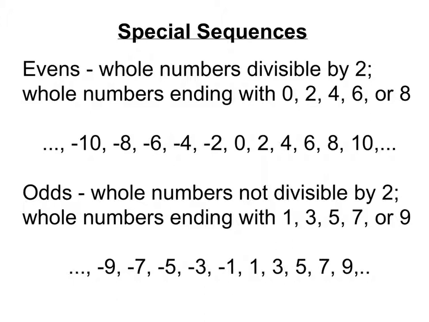Odd numbers then are whole numbers that are not divisible by 2. So these would be whole numbers ending with 1, 3, 5, 7, or 9. Likewise, this is not a perfect definition, but it'll work for today. And so you see here a list of odd numbers.